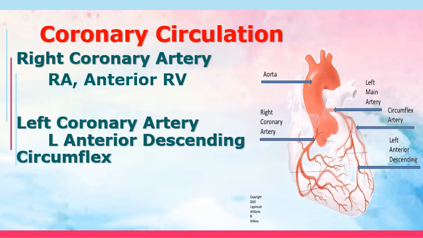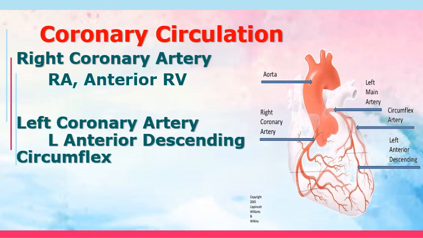Then we have the term coronary circulation. So we know that the heart provides blood to all parts of the body. But the next question is, who provides blood to the heart itself? So you have what you refer to as your coronary circulation, meaning this is the blood supply of your heart. You have two major arteries that you would want to know: your right coronary artery and your left coronary artery.